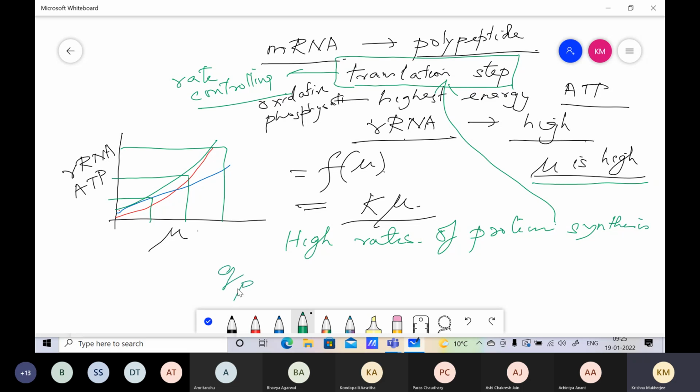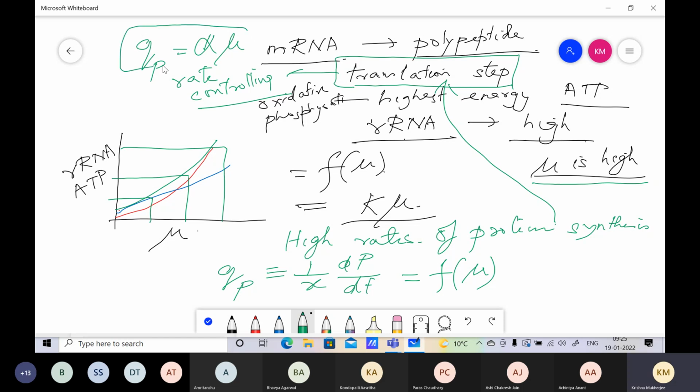QP, which is your rate of product formation, defined by 1 upon x dP by dt, where P is your product or protein of interest, is a function of mu and something like this. Therefore, in the simplest model, people write QP is equal to K or alpha mu. You have heard of this expression? What does this expression mean?